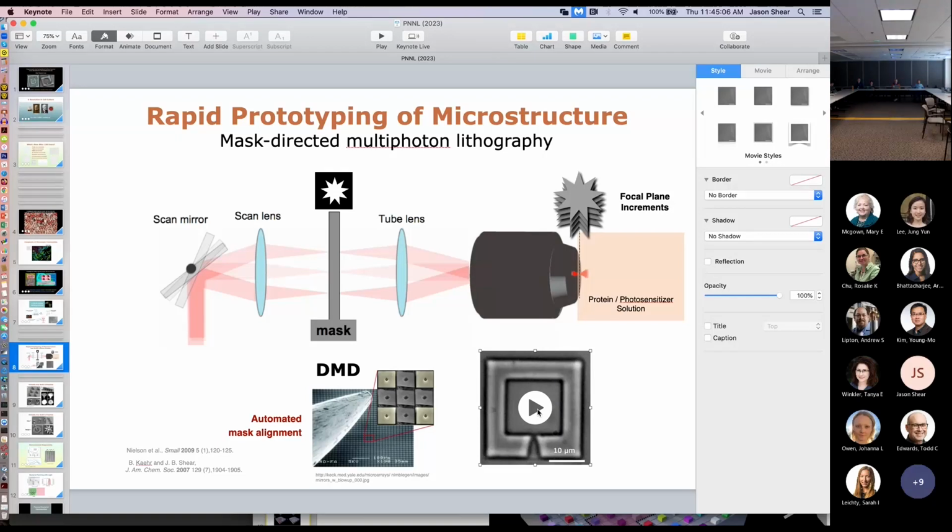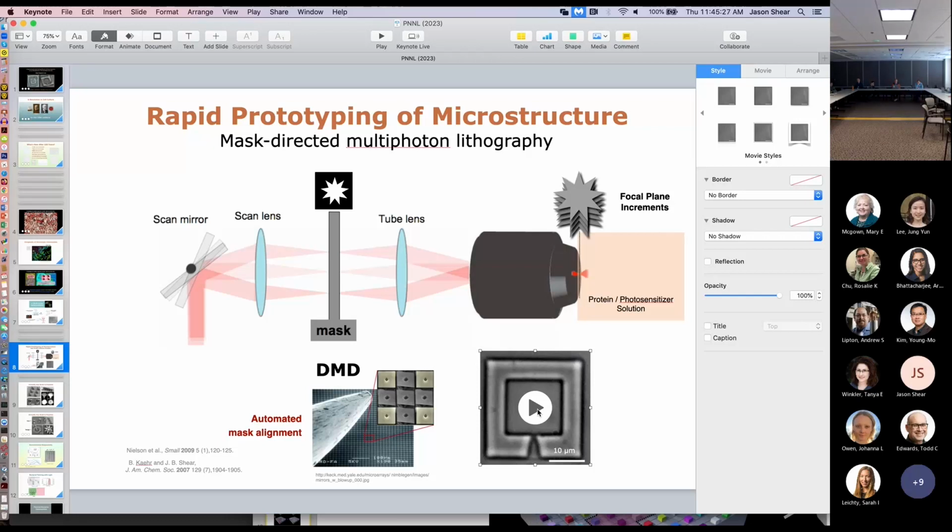How long does it take to print one of these structures? Yeah, so a single structure, again, this is a cavity that's about 20 microns across. That was real time, so tens of seconds. So it's great for rapid prototyping.